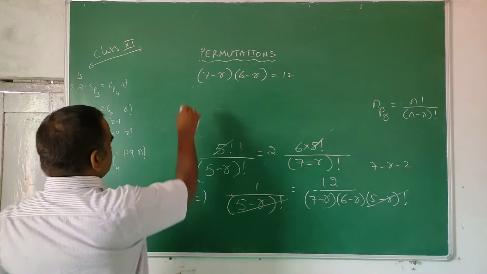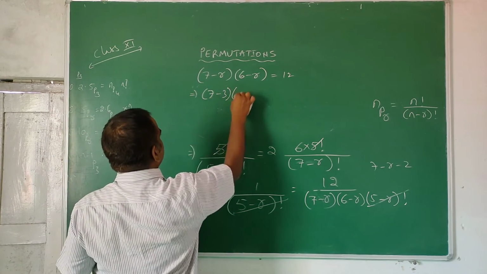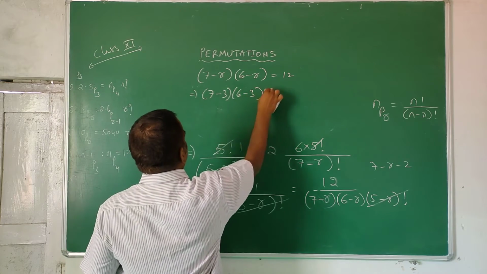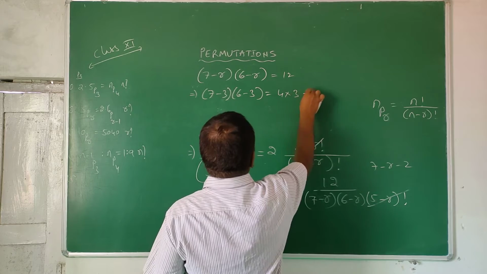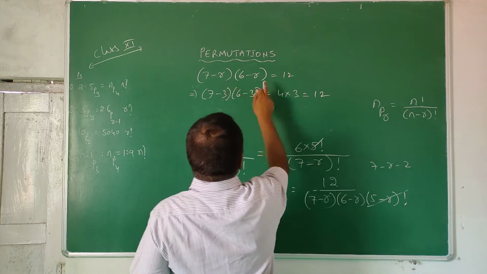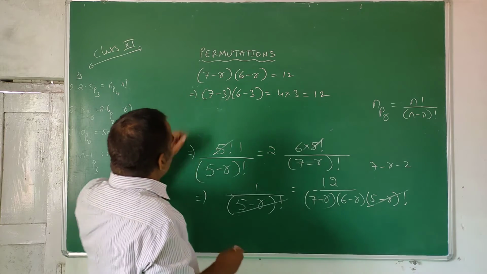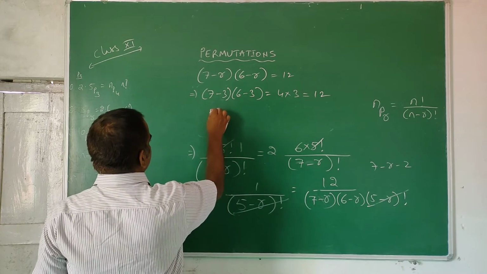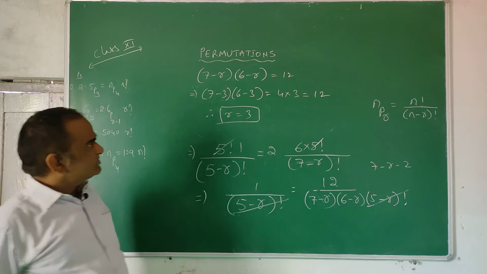So suppose if you put r is equal to 3, 7 minus 3 into 6 minus 3 gives you 4 into 3, which gives you 12 only. So 7 minus r into 6 minus r is equal to 12 is satisfied by r is equal to 3. Therefore, the r value is 3. Understood?